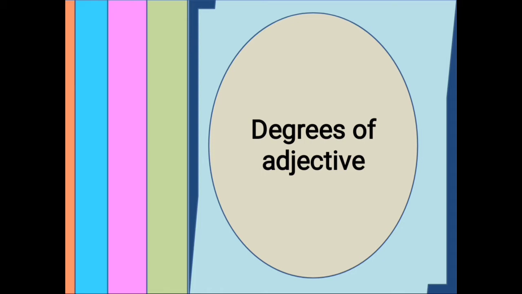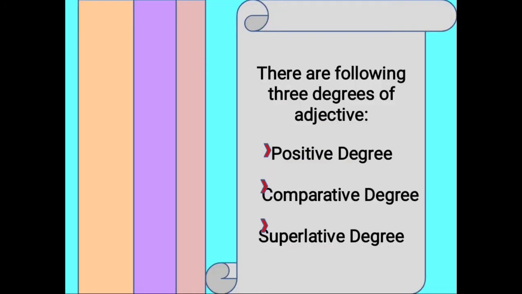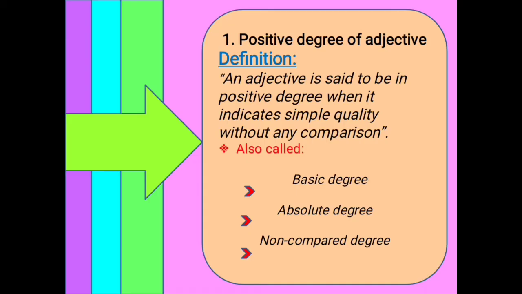Degrees of adjective. We have the following 3 degrees of adjective. The first one, positive degree, comparative degree, and the last one is superlative degree. Positive degree of adjective. An adjective is said to be in positive degree when it indicates simple quality without any comparison. In this degree, there is no comparison. That is why it's also called basic degree, absolute degree, and non-compare degree.